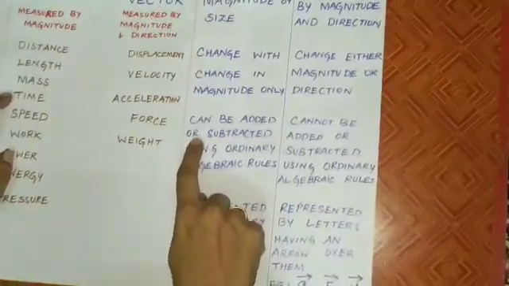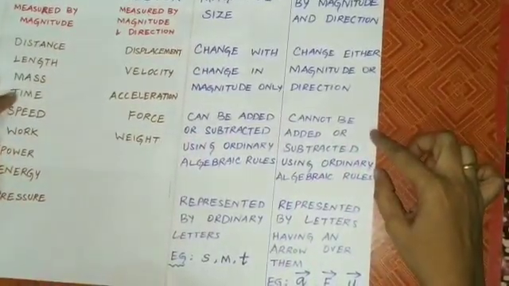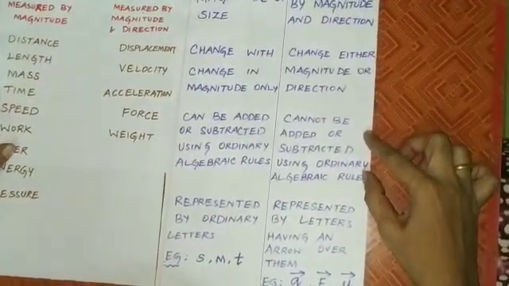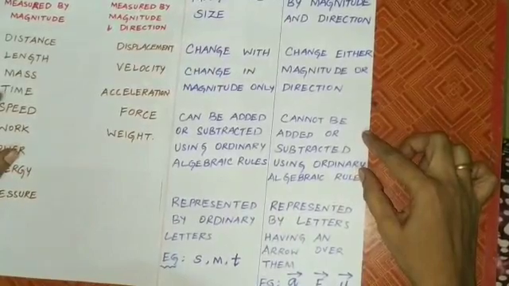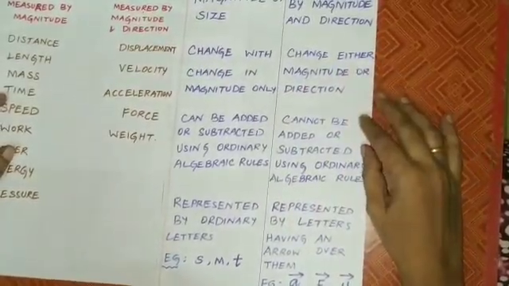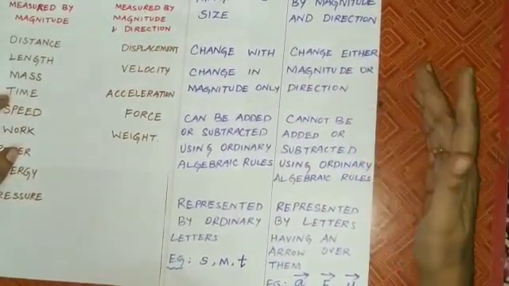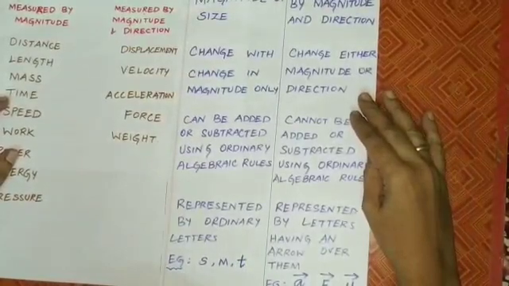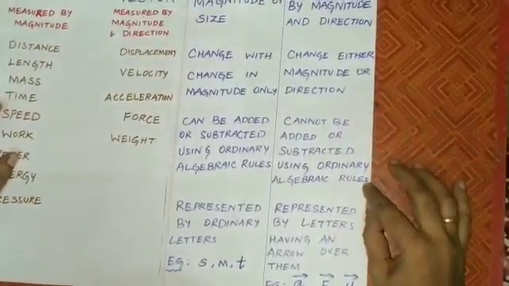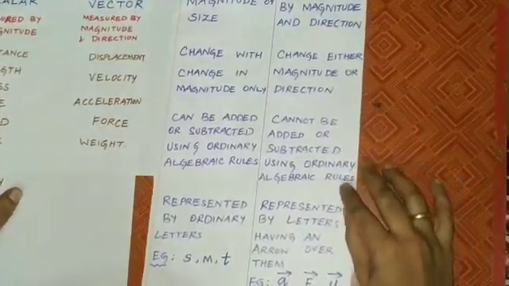Scalar quantities can be added or subtracted using ordinary algebraic rules. These algebraic rules you might have studied in 8th standard, just like addition of two numerals. But vector quantity cannot be added or subtracted using ordinary arithmetic rules, and it needs special geometric rules but doesn't obey algebraic rules.